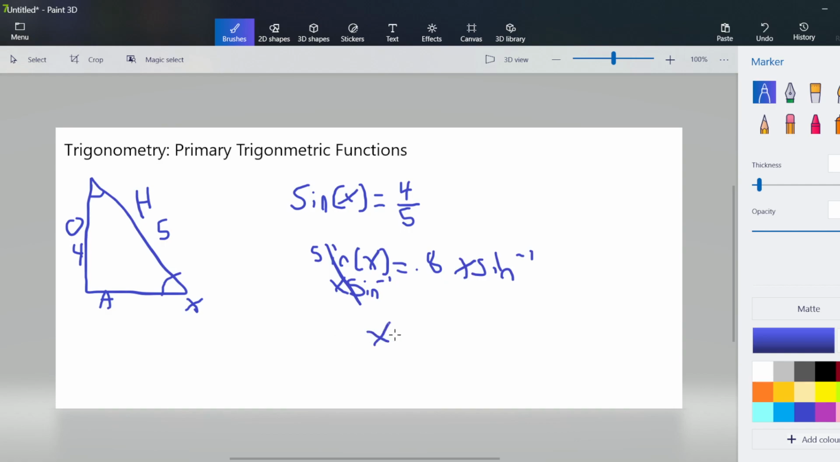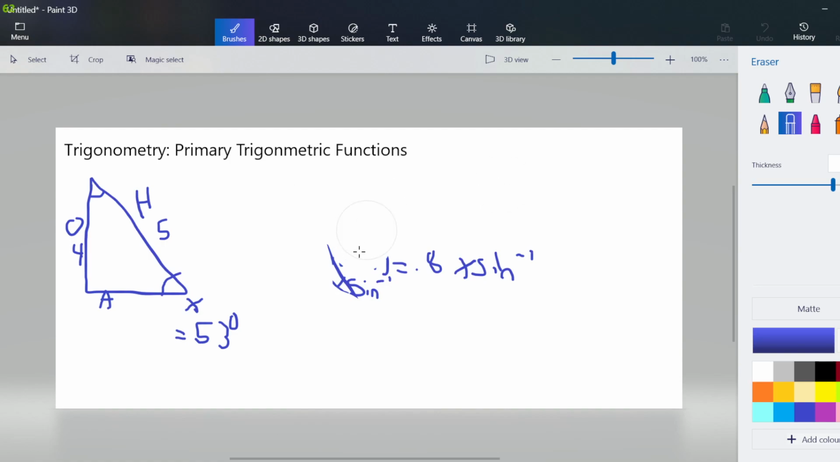This gives us that x is equal to 0.8 times inverse sine, which comes out to 53 degrees, rounded. So now we know that x is equal to 53 degrees. And we got this by using the sine function. So it's a pretty simple formula and a procedure.